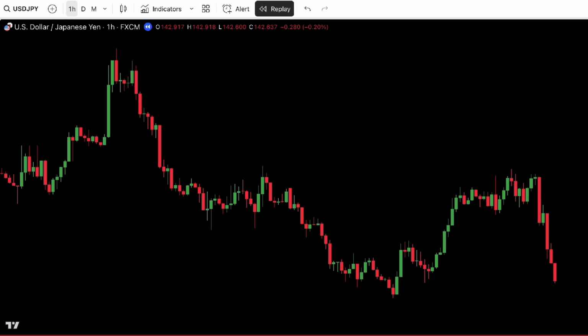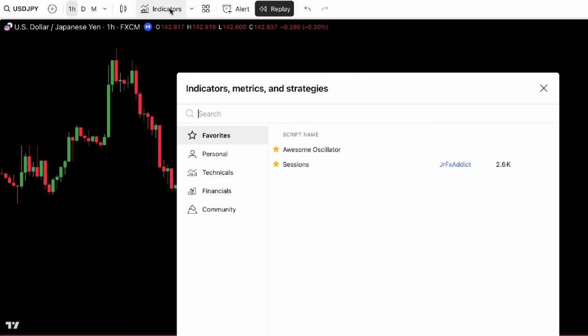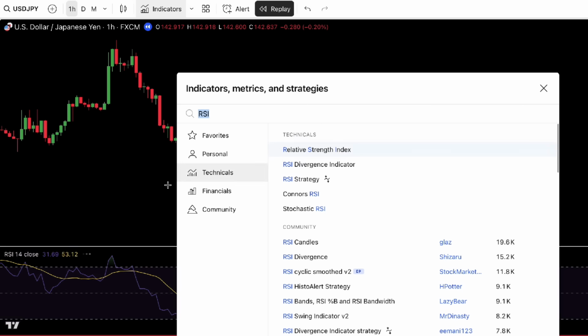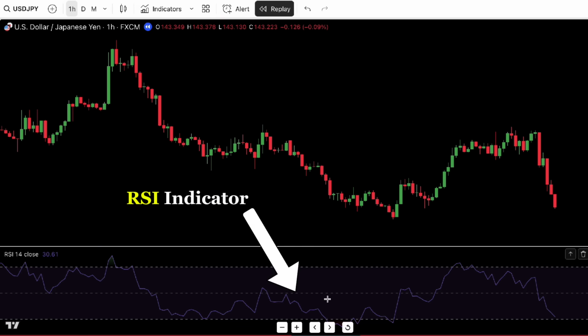On TradingView, go to the top of your screen and click on Indicators. In the search bar, type RSI and select Relative Strength Index. Once you click on it, the RSI will appear automatically at the bottom of your chart as a separate window. You'll see a line moving between two levels, 0 and 100.